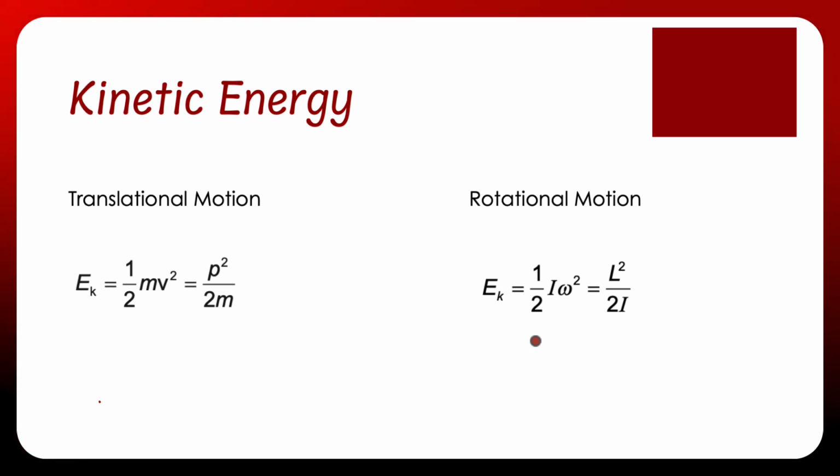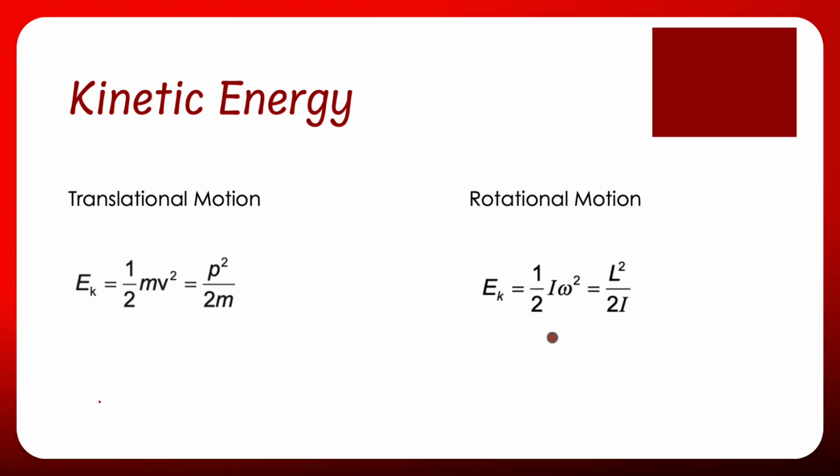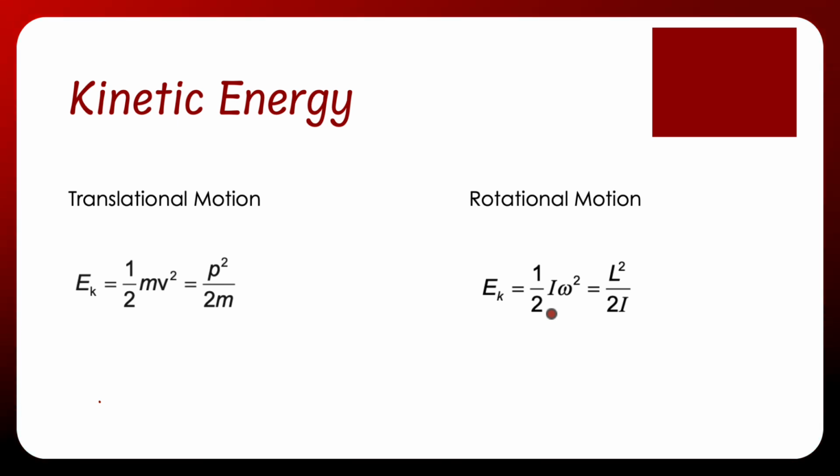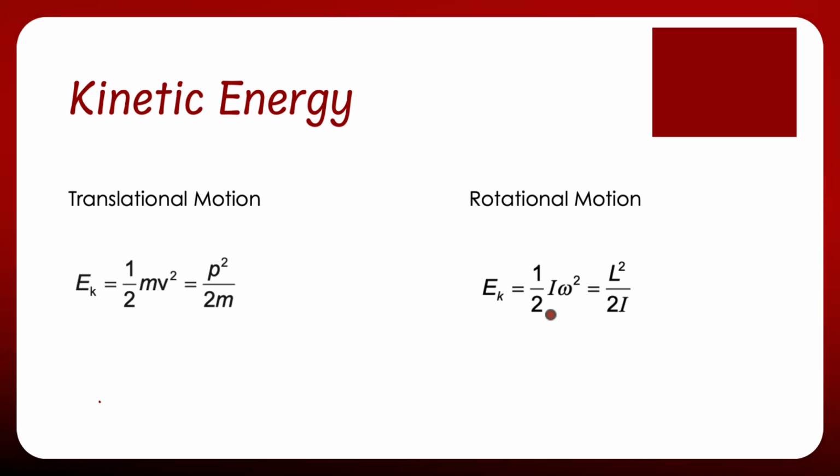But if I'm rotating, it's not just the mass that's important, it's the moment of inertia, or how that mass is distributed. So that's what I need here instead of a mass. And instead of just my linear velocity, I now have an angular velocity. So this equation here is exactly the same as my first one here.